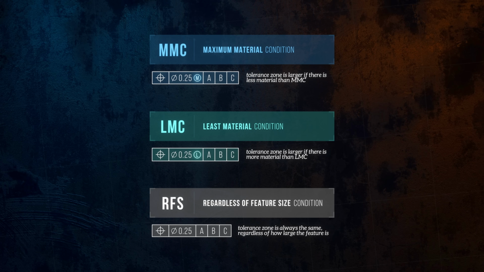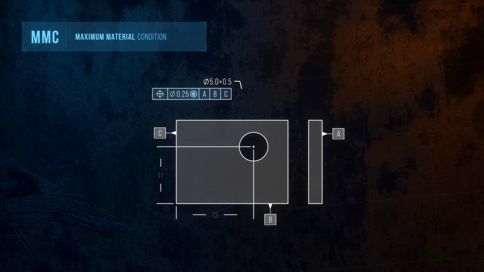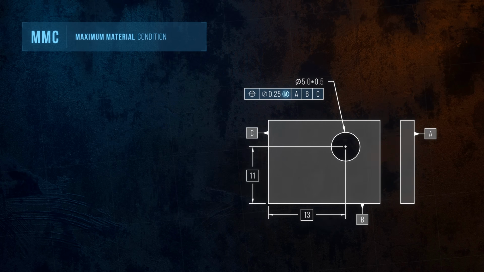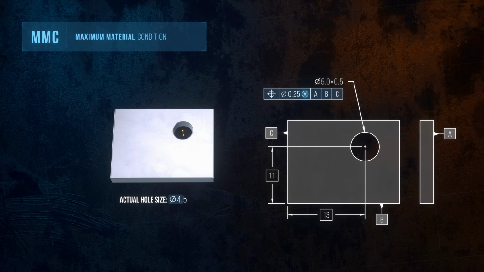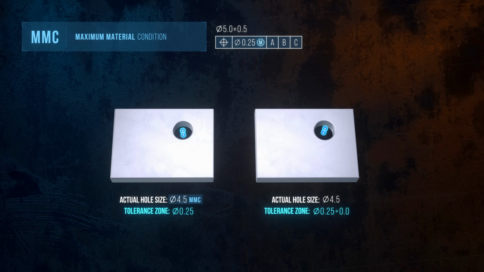Let's look at an example for MMC, which is the most commonly used modifier. Here it's applied to the position of a hole. The modifier means that the tolerance zone in the feature control frame applies at the maximum material condition, which is the smallest allowable hole. If the hole is larger than MMC, a bonus tolerance is added to the position tolerance that's equal to the difference between the actual size of the feature and the maximum material condition.